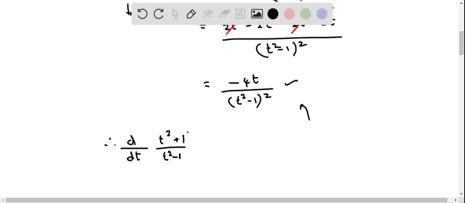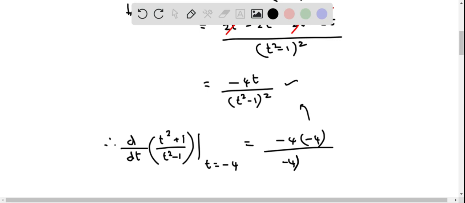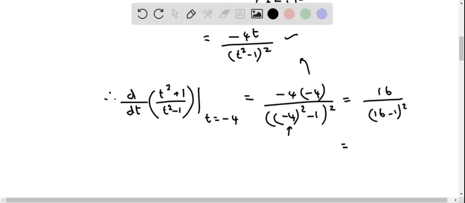over (t squared minus 1), evaluated at t equals negative 4, and this equals, I replace t by negative 4, so this becomes negative 4 times negative 4 over (negative 4 quantity squared minus 1) quantity squared. So this equals negative 4 times negative 4 is positive 16, divided by negative 4 quantity squared, which is positive 16, minus 1, and this is quantity squared. So this equals 16 divided by (16 minus 1, which is 15) quantity squared. So this equals 16 over 225.